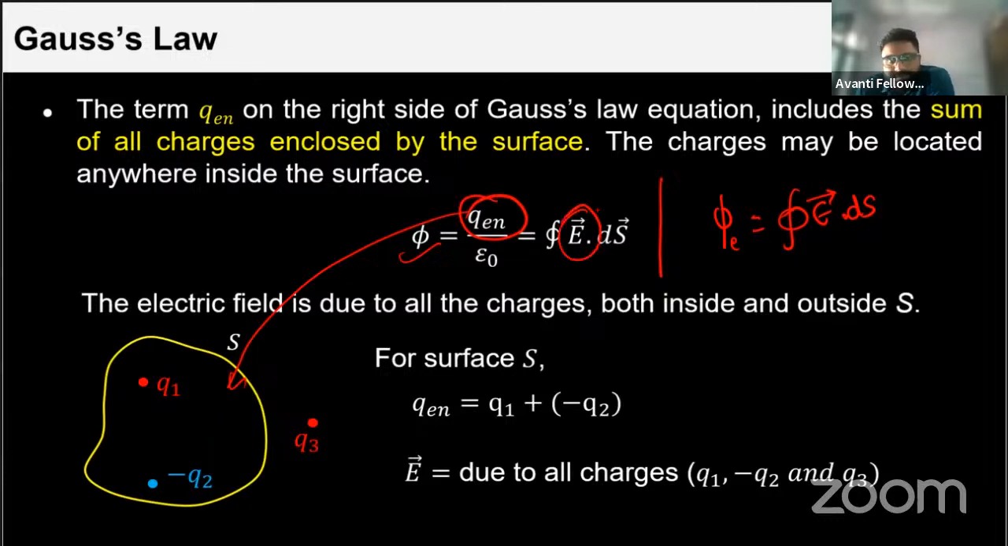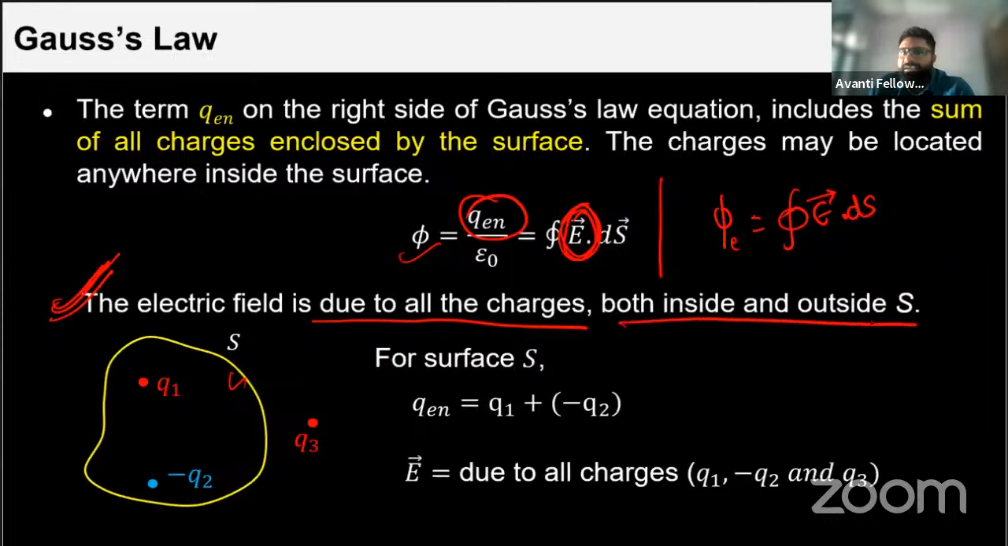But what about this field? Is this field because of the charge enclosed or the total charge? So always remember, this electric field is due to the entire charges present, either inside the surface or outside the surface. Both charges contribute to this electric field. This is a really important point, take a note of it. The electric field is due to all the charges, both inside and outside.